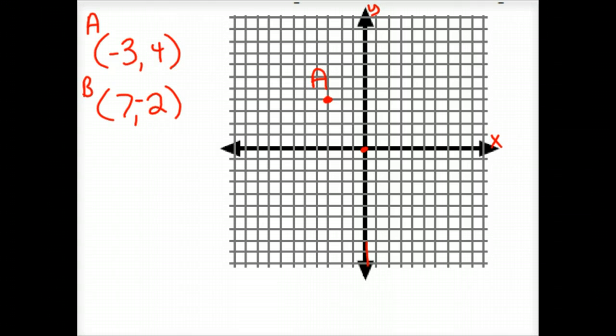And then 7, -2 would be to the right 7. So 1, 2, 3, 4, 5, 6, 7. And down 2 would be that point right there. So we want the distance, and I'll call that B, between these 2 points. Well, when they're at an angle like that, you can't just count diagonals, because they're all a little different. Notice here, this one right here is longer than this little piece here, and so you can't just count 1, 2, 3 like you did on the number line.